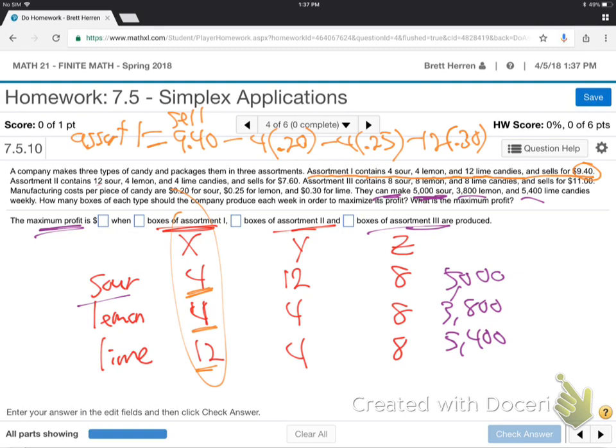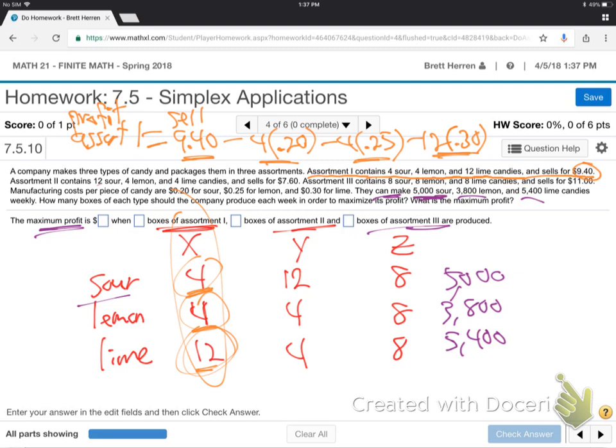So they sell assortment 1 for $9.40. But I'm calculating now the profit for each box of assortment 1. This is hard. We didn't have to do this on any of the other problems, did we? Everybody see that? The profit they make on each box is the $9.40 sale price minus the cost of the 4 candies at 20 cents each, the 4 candies at 25 cents each, and the 12 candies at 30 cents each.